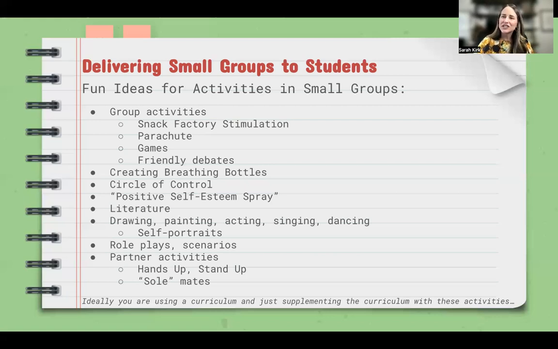I ran a mindfulness group, and we would always create breathing bottles as a team. So we each had our different part in creating those water bottles that have like glitter in them, and you can shake them and help as you take deep breaths. And then they got to take them home at the end of the group. So that was always fun.